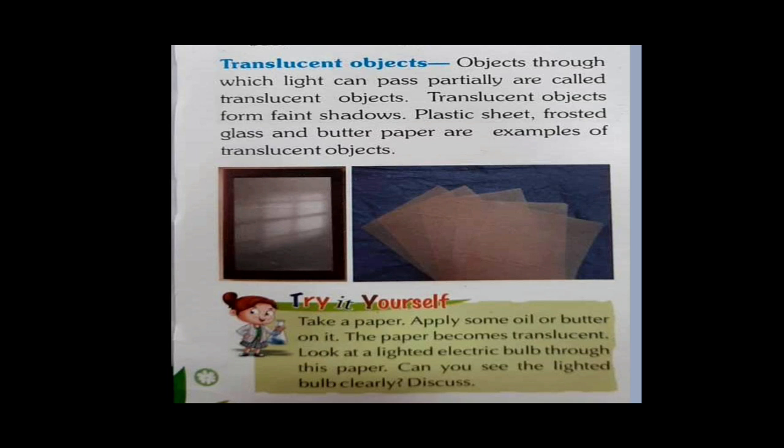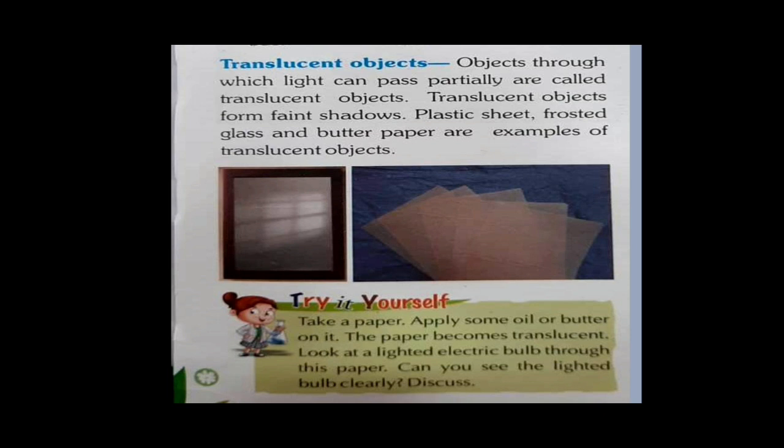Translucent objects form faint shadows because some part of the light is going through it and some is being stopped by the object. So that type of objects form shadows which are not very dark. For example, plastic sheet, frosted glass, butter paper, these all are examples of translucent objects.